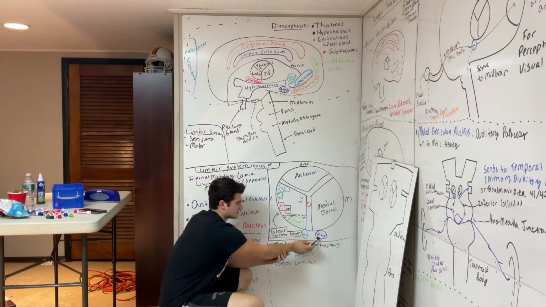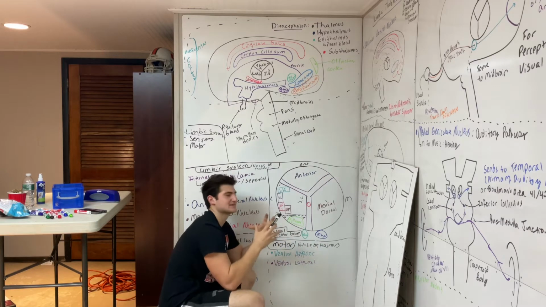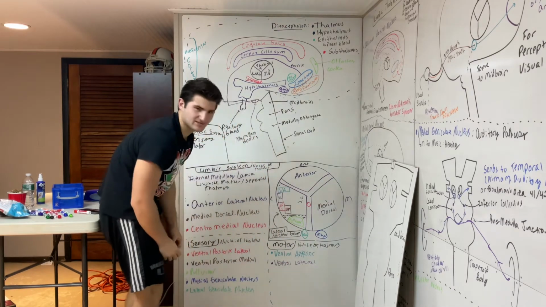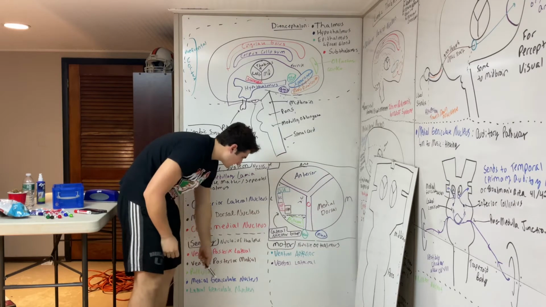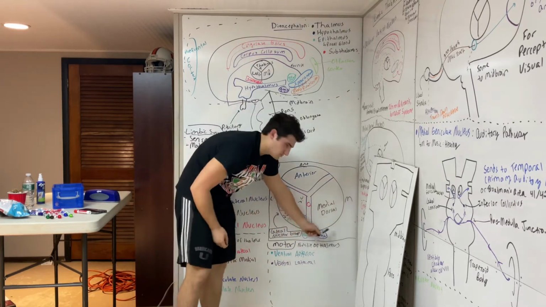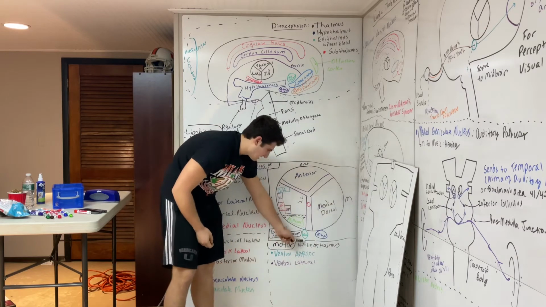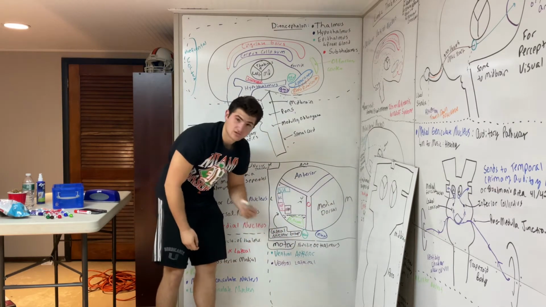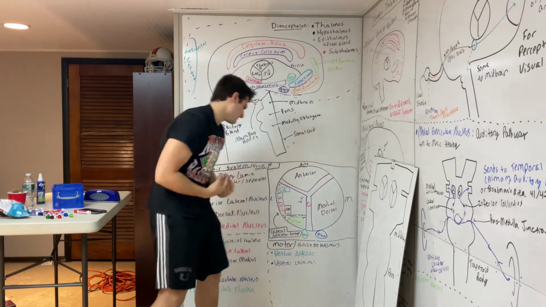Two of these structures are outside of the thalamus. They're just connected to it. Those two structures are not too hard. They're the lateral geniculate nucleus and the medial geniculate nucleus. The medial one's on the medial side of the thalamus. The lateral one's on the lateral side of the thalamus. Really not too hard. These structures are not bad at all.